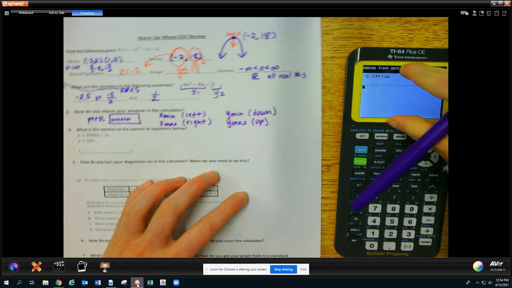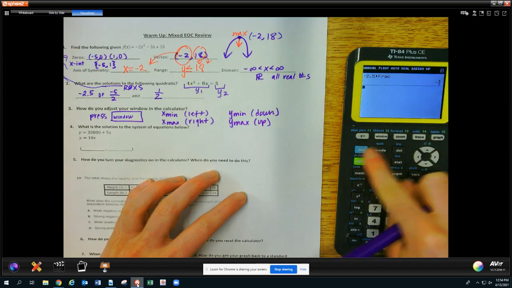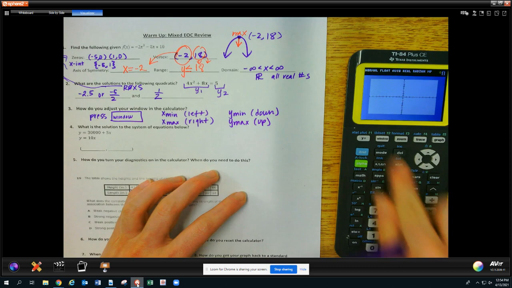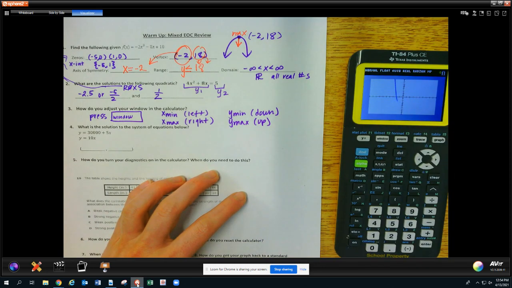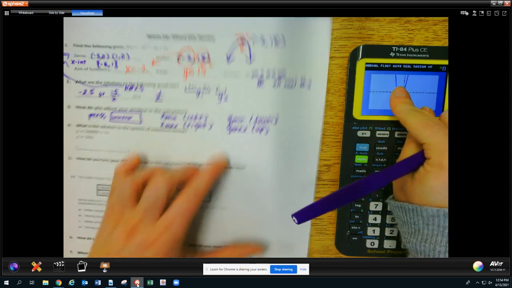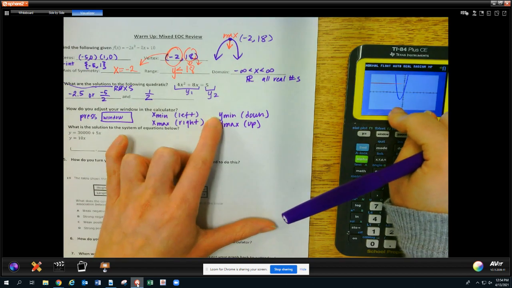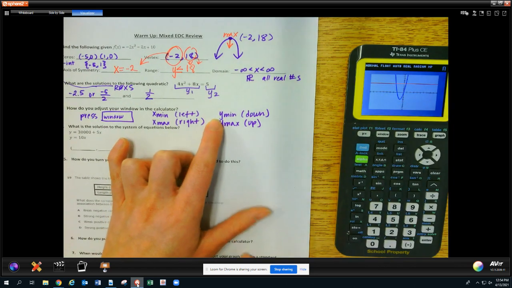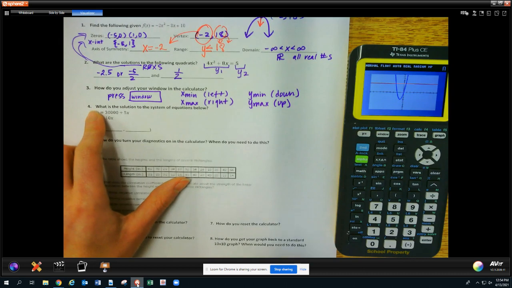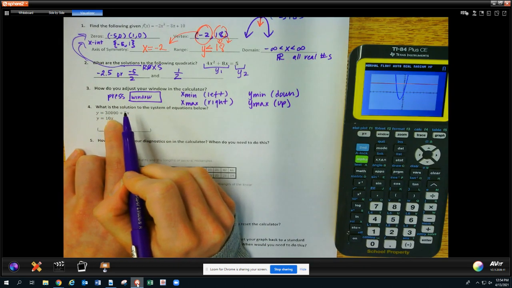And so your standard window is 10 by 10. So if I hit zoom 6, right now it's just 10 by 10. And you can go up by changing the Y max. You can go down by changing the Y min. And so that's how you adjust the window. Okay, we're going to have to do that on number 4.